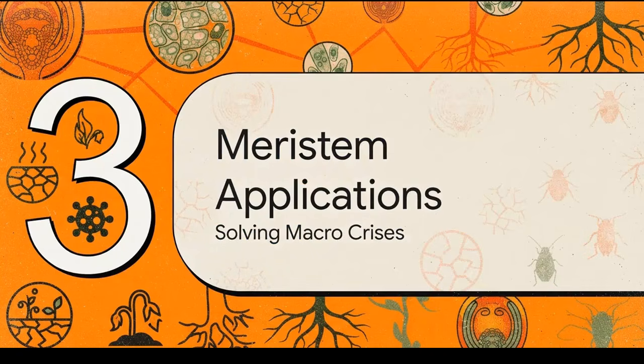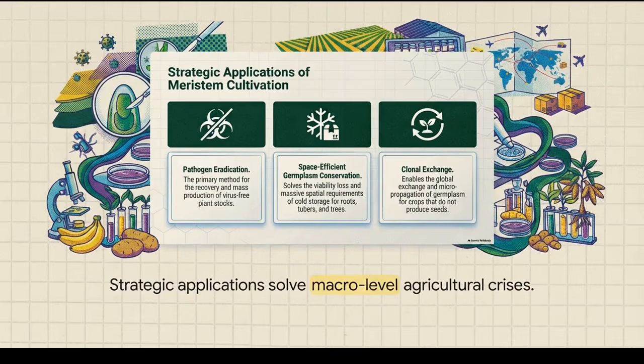Section 3. Meristem applications. Solving macro crises. Now, why does this matter? Well, the applications for global agriculture are absolutely massive. First off, pathogen eradication. By isolating just that tiny, super fast-growing meristem tip, we can effectively leave the plant viruses behind. This allows for the mass production of totally virus-free plant stocks.